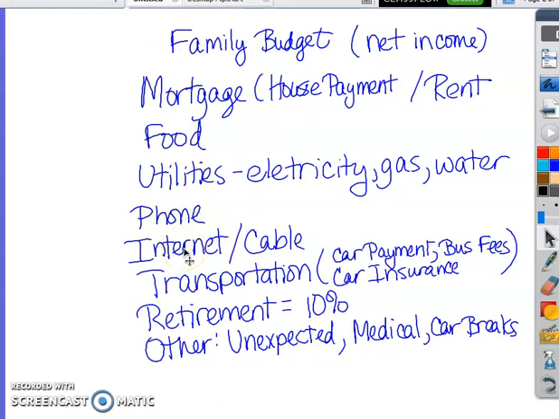Okay, so these are things you want to make sure you plan for once you are living on your own, and we're going to be talking about that in the next video.